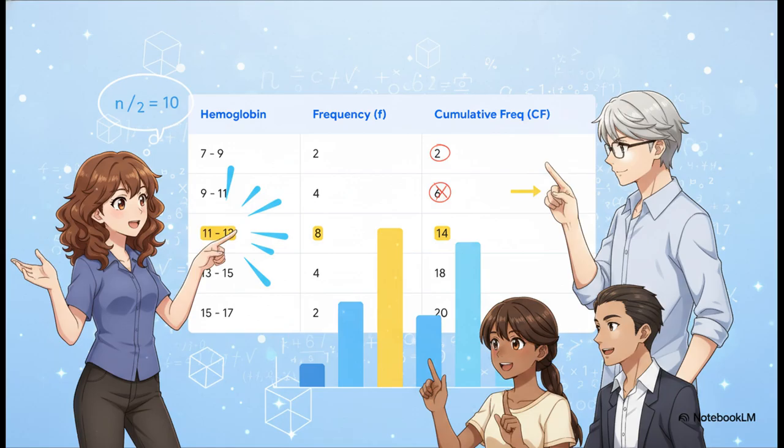Still not there. But look at the third group. It adds 8 more students, taking our running total all the way to 14. Gotcha! Our 10th student has to be in that group. That makes the 11 to 13 range our official median class.